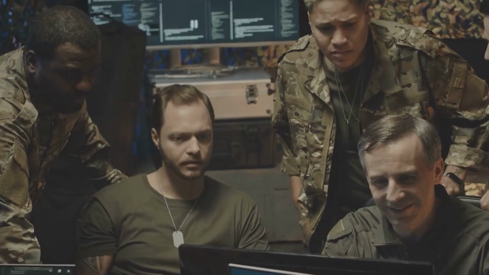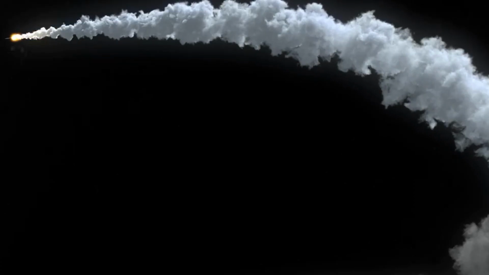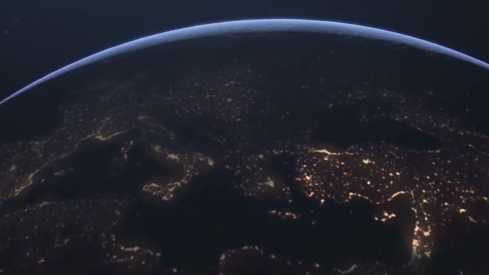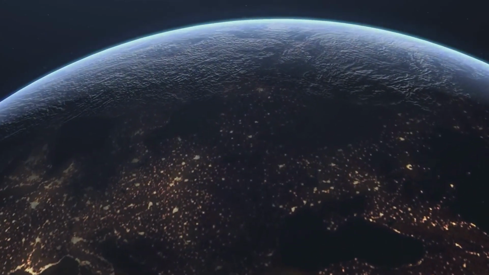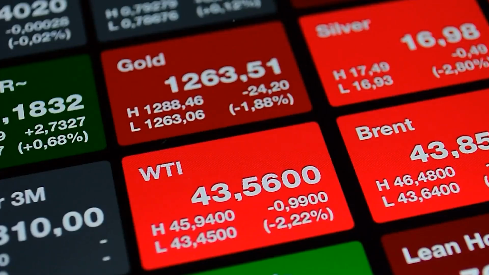Intercepting one missile often requires launching 3 to 6 defensive interceptors. Stockpiles in the region are finite. The broader consequence is global. Energy markets are destabilized. The Strait of Hormuz faces disruption. Oil prices could surge to $150–200 per barrel.